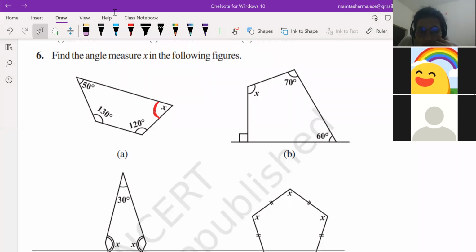Yes, Geeta. Ma'am, mine is myself Nityashri. Ma'am, I have joined from my mother's phone, so it shows mother. Okay, okay. So Nityashri is correct.